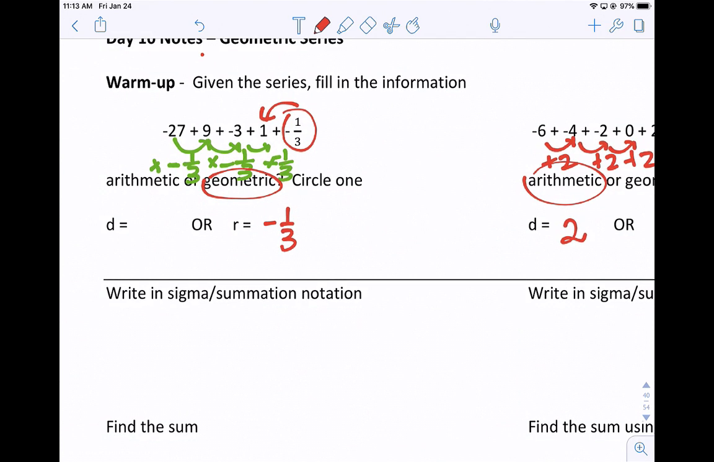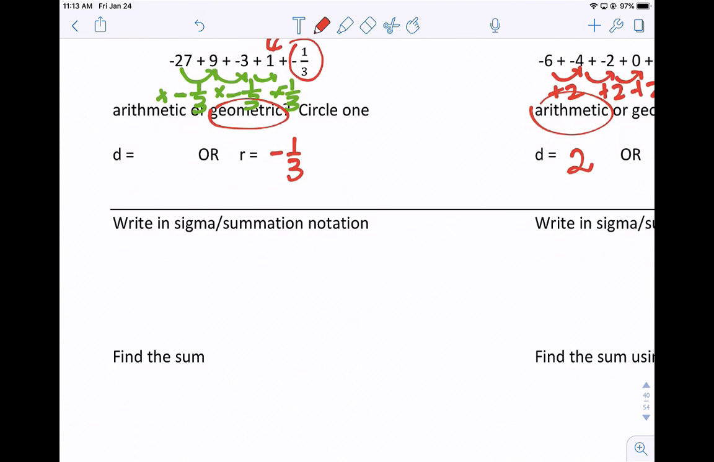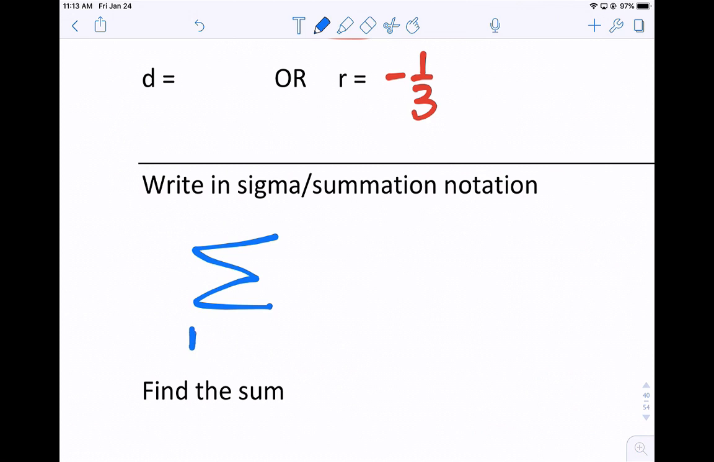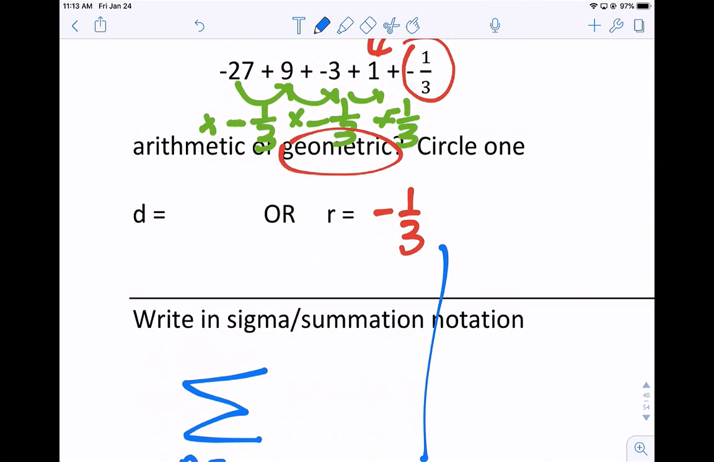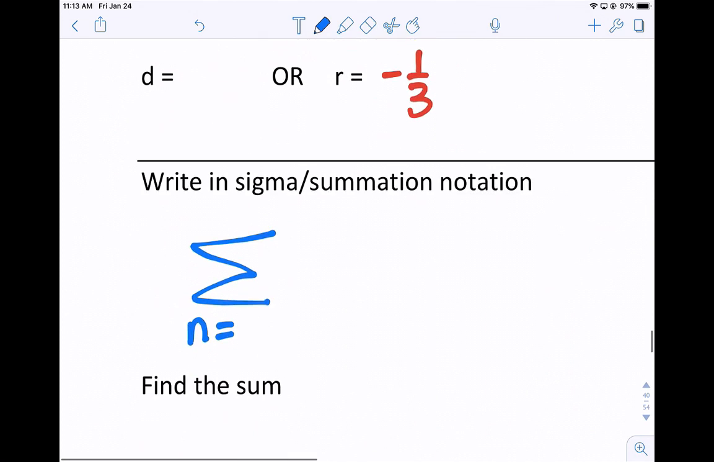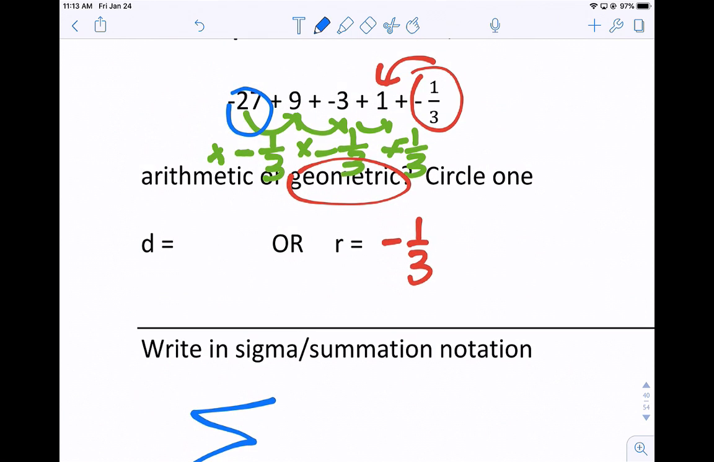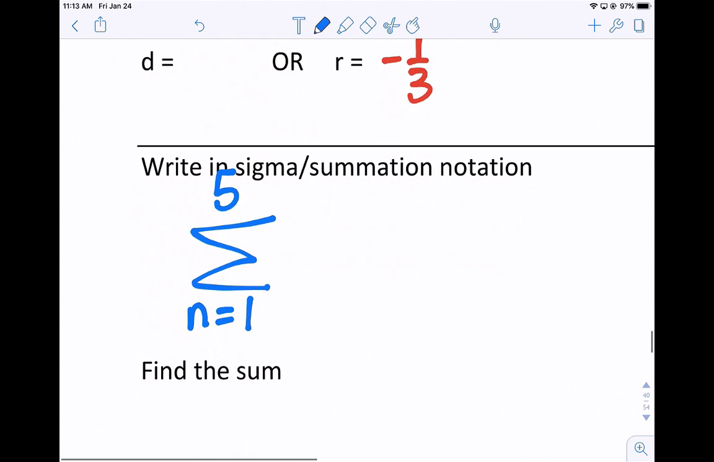So then we started looking at how can you take this and write it in sigma or summation notation, which means add up all the terms. So first we're going to make our symbol for sigma. It's a funny looking E. And then we're going to say what term to start at. So here let's start at the first term. So to say that we say n equals 1, start at the first term, and add up 1, 2, 3, 4, 5 terms. So add up the first to the 5th term, and then we have to write the rule that we use to get these terms.